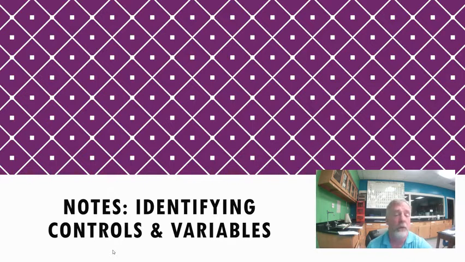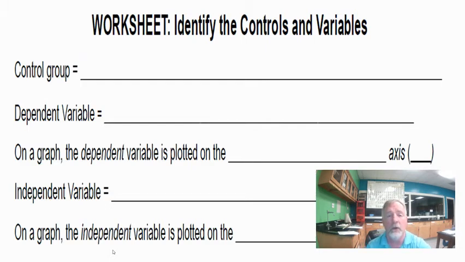We have two topics we're going to talk about today. The first is identifying controls and variables, and then after that, we're going to talk about graphing for a little bit, do a quick review of graphing. All right, so when I want to talk about identifying controls and variables, it really gets to be about when we're looking at our data. What is it that we are doing? How do we understand our data?